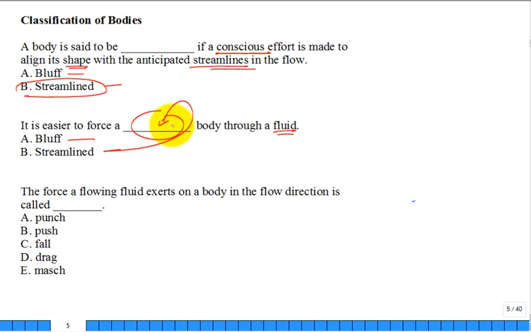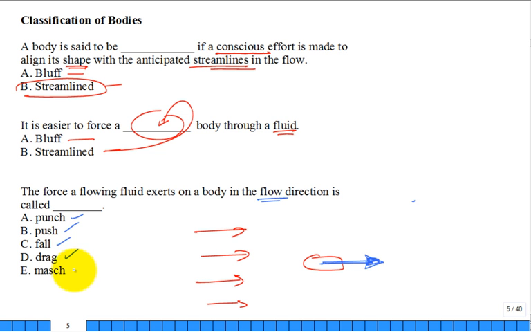The force a flowing fluid exerts on a body in the flow direction is called, so here's our free stream velocity profile, right? Here's our object. There can be a force in this direction, in the flow direction. Isn't that in the flow direction? What is this direction? Perpendicular to the flow direction. We're not talking about that force. We're talking about this force in the flow direction. What would that be called? Is it called the punch, the push, the fall, the drag, or the mosh force? It's a drag force.